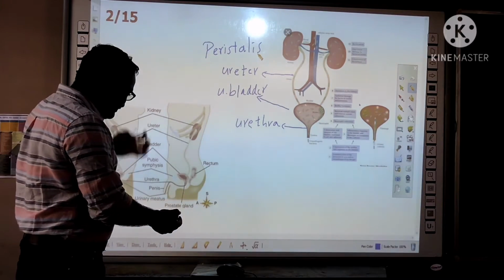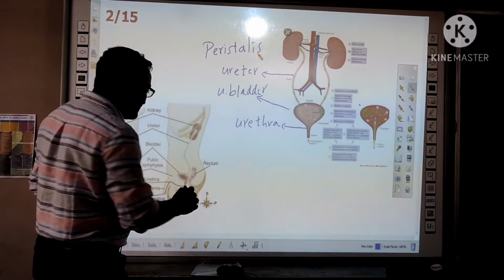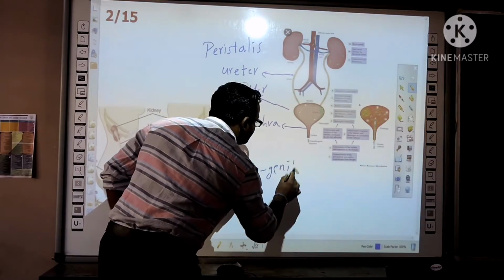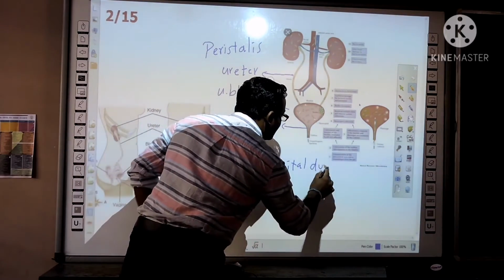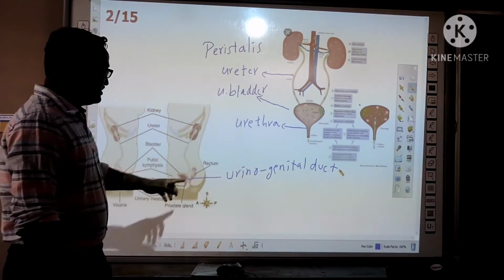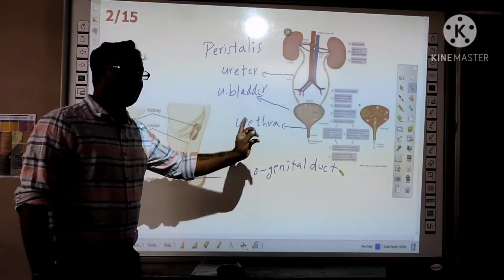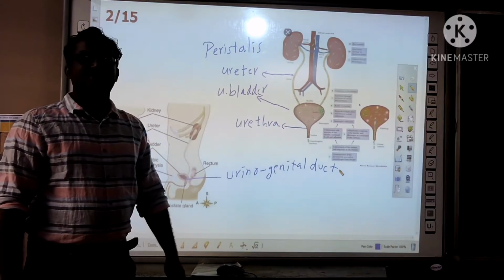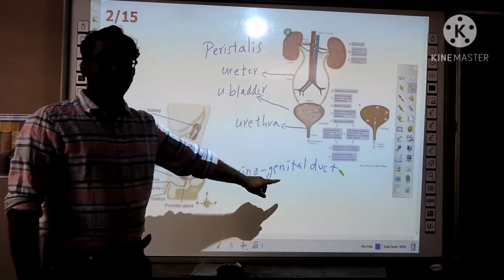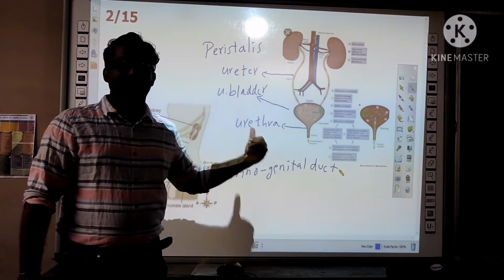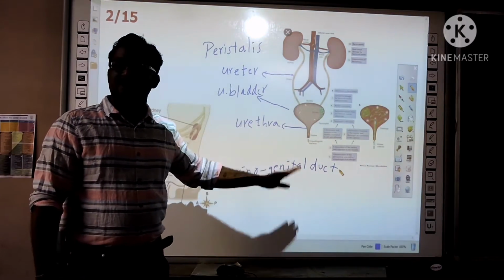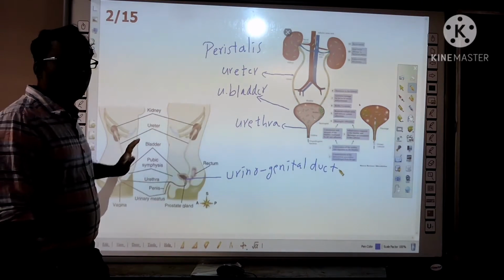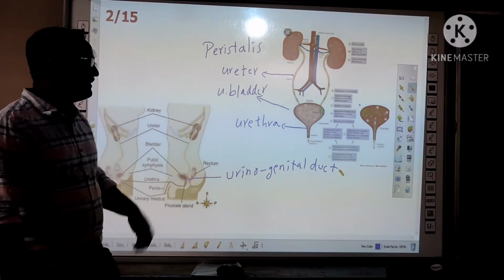Moreover, in male, the urethra is a urinogenital duct. That means the urinogenital duct is a combined duct for both urine and sperm. The urethra connects to the reproductive duct in the male. Both sperm and urine pass through this urethra. But in female, only urine passes out, and the urethra has a length of 4 centimeters.